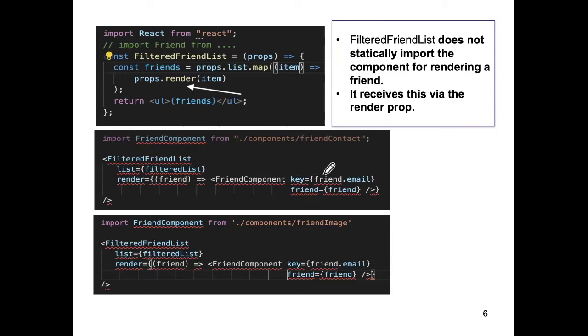We know the purpose of the key. That's just to ensure that each entry in this array has a unique key.